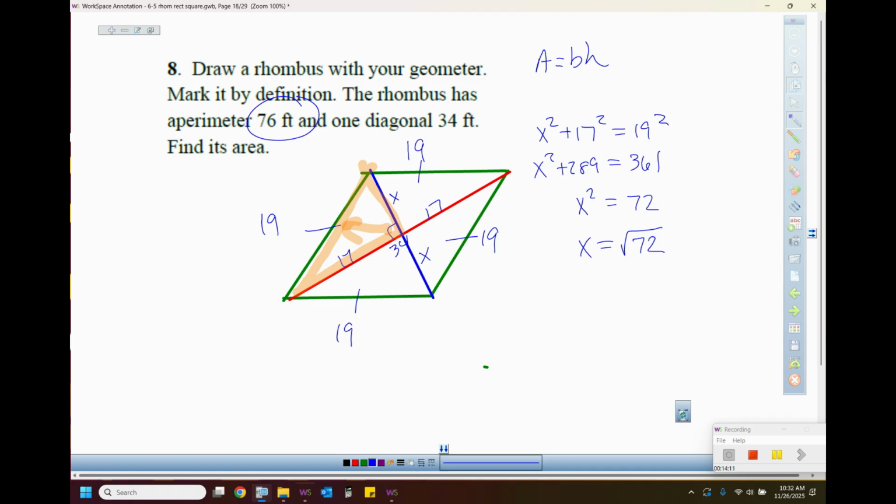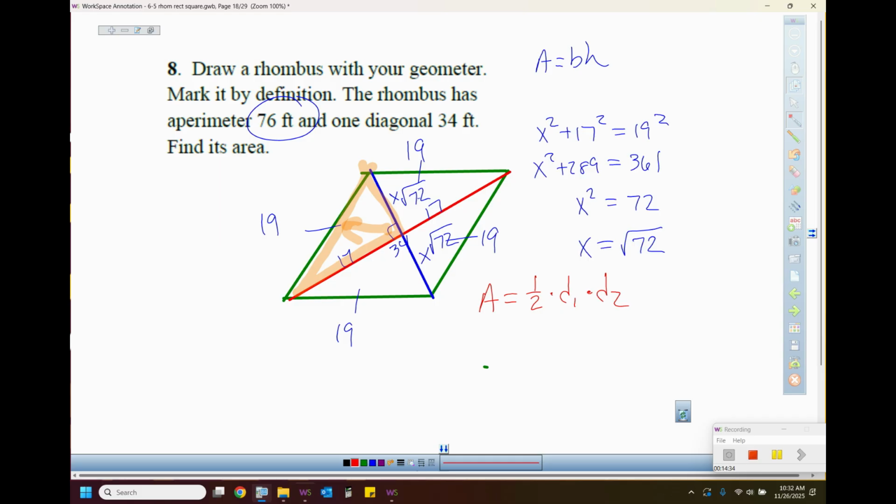Okay? But the whole reason that we found that is because we wanted to find the area of this shape right here. So I know that this is the square root of 72, and so is this, right? So what we can do is use the kite's formula if we want, because I have both diagonals. It's 1/2 times diagonal 1 times diagonal 2, right?